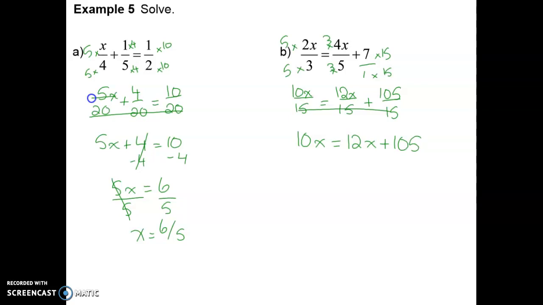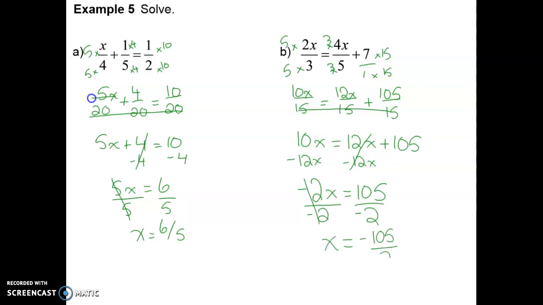Now again, I want to get the variables on the left-hand side, and the numbers are already on the right-hand side, so all I have to do is take 12x away from both sides. That'll make that a zero pair, and I get negative 2x equals 105. The inverse of multiplying by negative 2 is dividing by negative 2, and you're going to do that on both sides. So x is equal to negative 105 over 2, because don't forget when we have a negative sign in a fraction, we always either put it right in the middle or we move it up to the numerator.